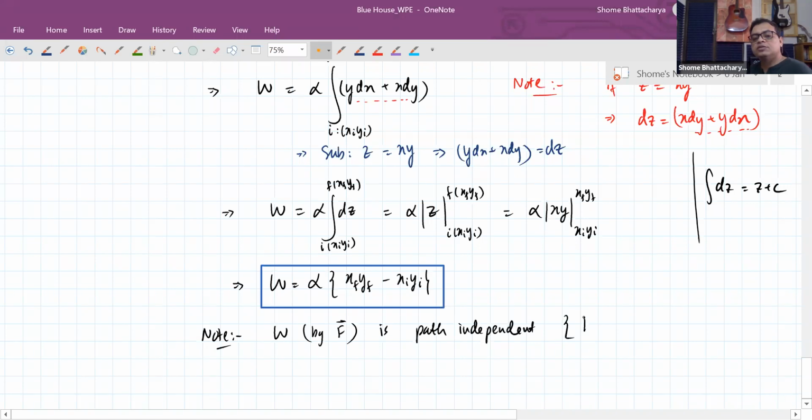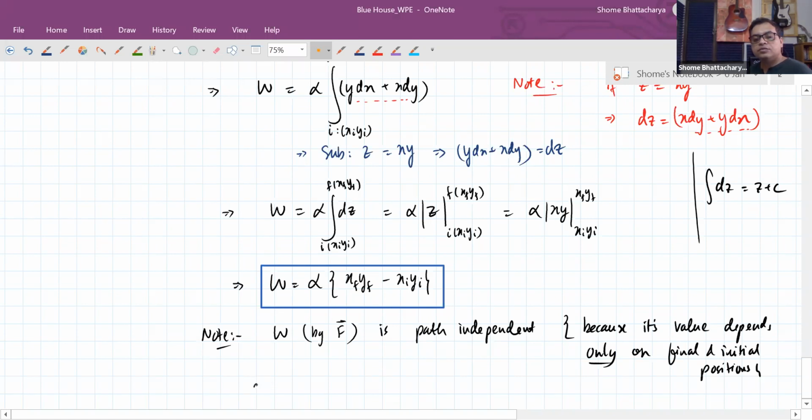Okay. Because as you can see, its value depends only on final and initial positions. So it's path independent because it depends only on position.